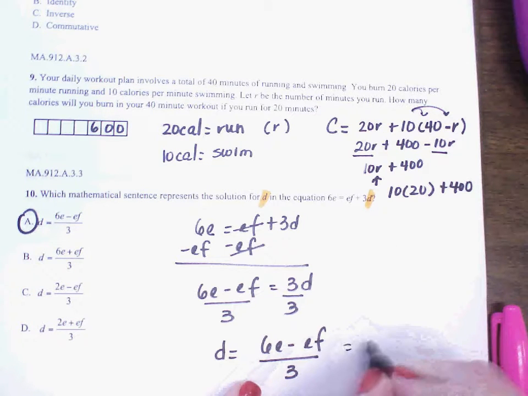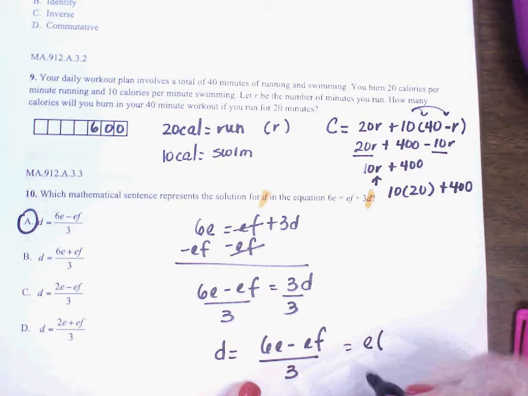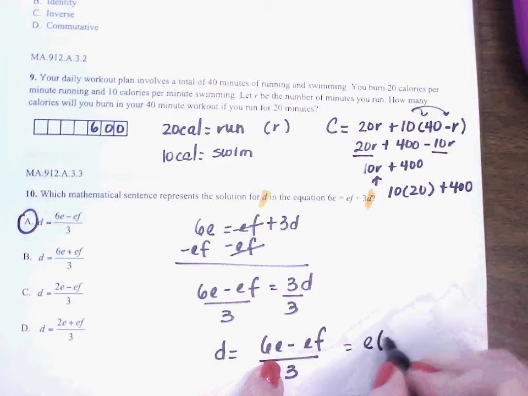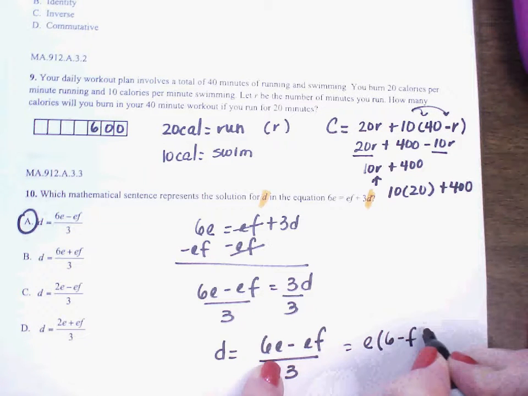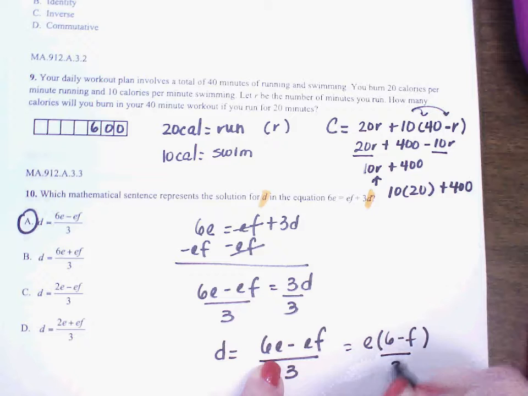This is another thing that they could have done. They could have gone ahead and taken the E as a common factor, as a greatest common factor, as a GCF, and then written it like that. So make sure that you understand that those two are exactly the same.